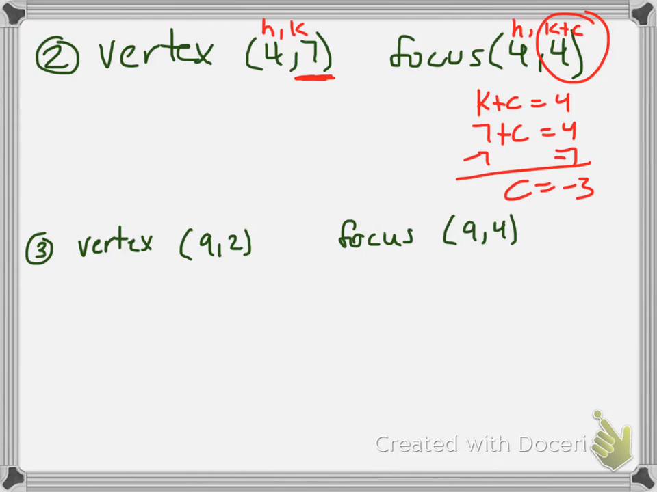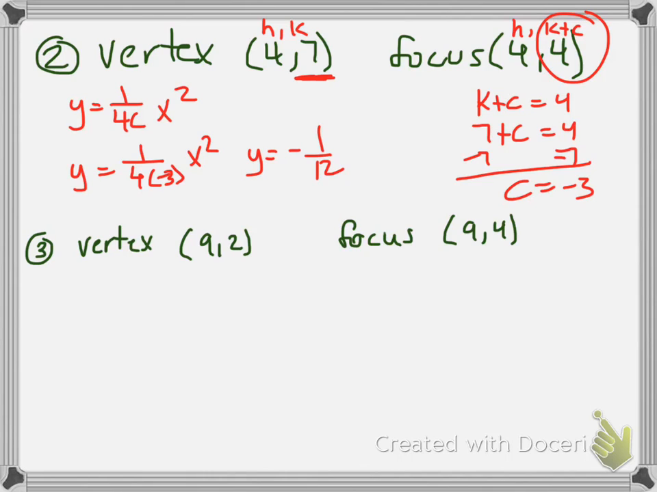Now that I know that C is negative 3, I have to plug it into the equation. So what is my C? Negative 3. So I substitute the C with a negative 3, x squared, and what is that? Negative 12x squared.